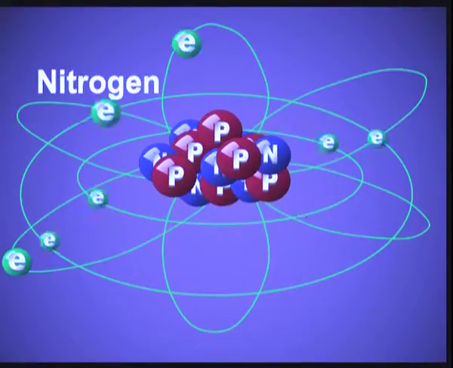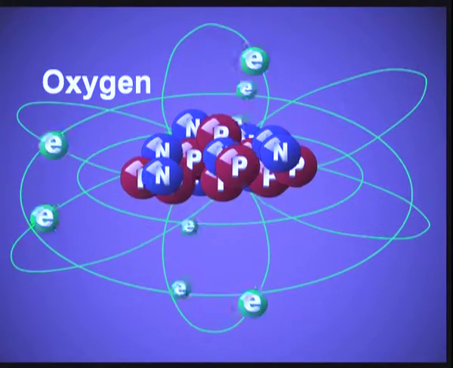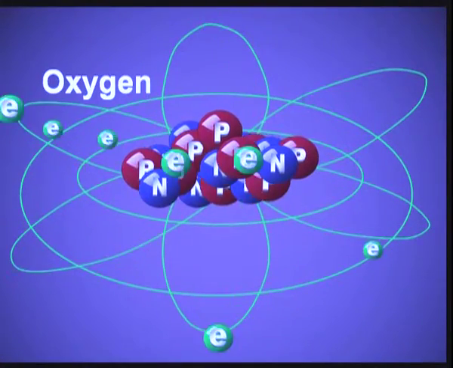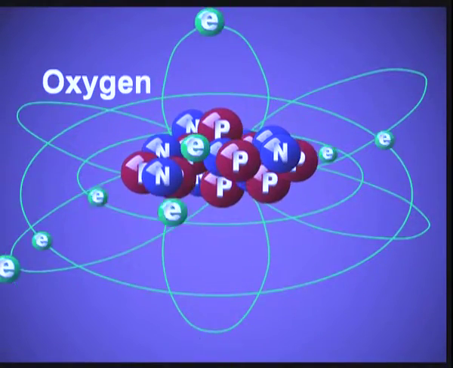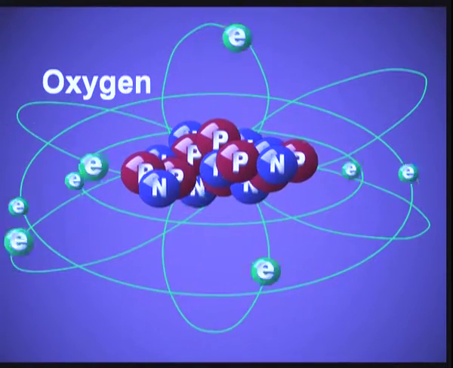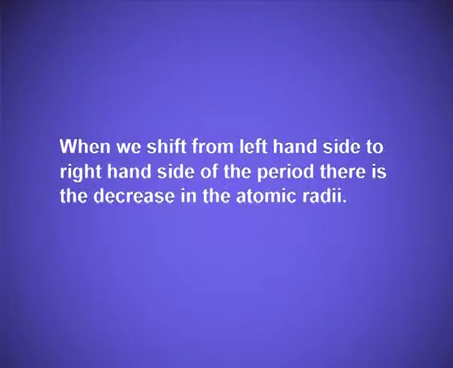So you can see that in nitrogen, oxygen, or fluorine, the shell is the same, but the nuclear power is increasing. So the nucleus attracts the valence shell with more attraction, and the electron cloud decreases in size. So we can say that when we shift from the left hand side to the right hand side of the period, there is a decrease in the atomic radii.